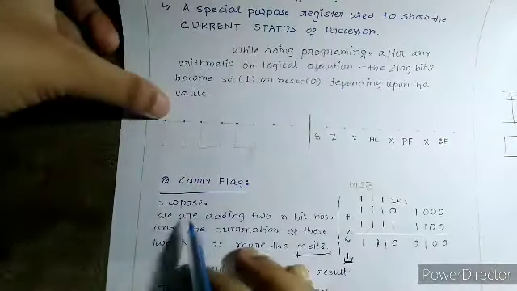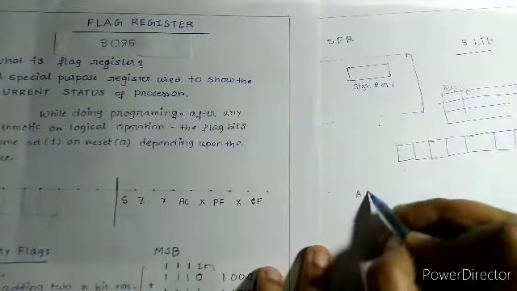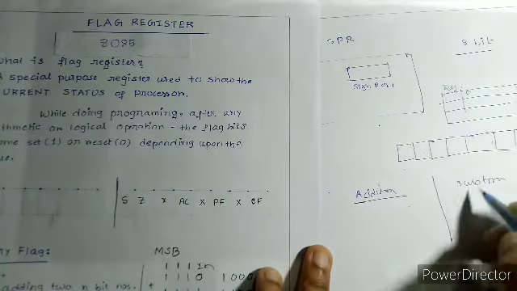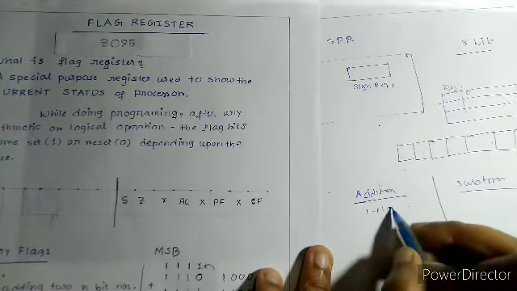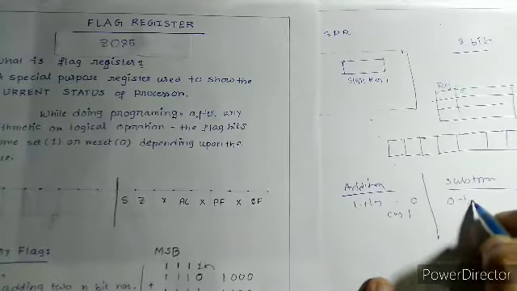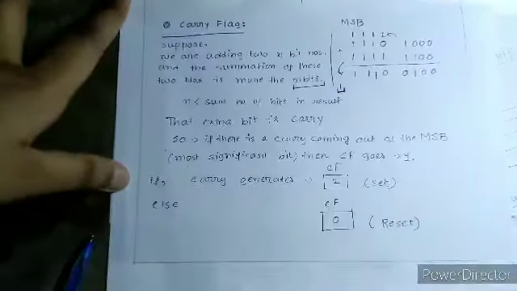The first flag that we are going to talk about is the carry flag. First of all, what is carry? In addition, 1 plus 1 equals 0, carry 1. In subtraction, 0 minus 1 is 1, borrow 1. If we perform an operation and there is any carry or any borrow, there is nothing called a borrow flag. The borrow is also indicated by the carry flag.